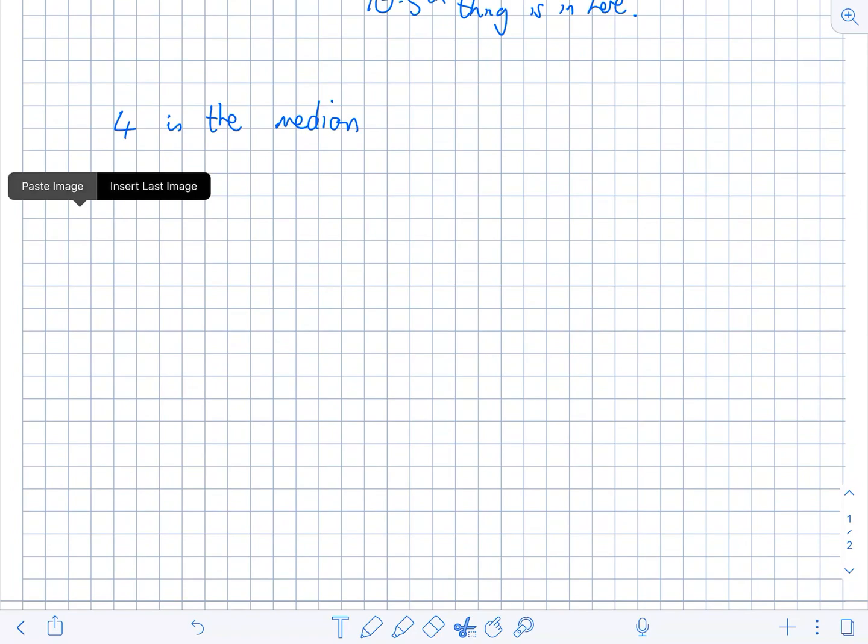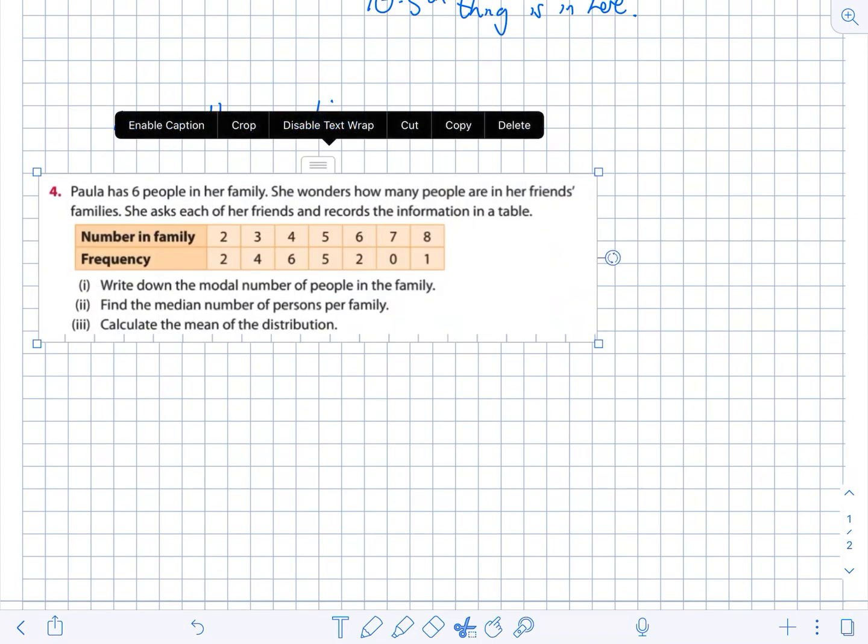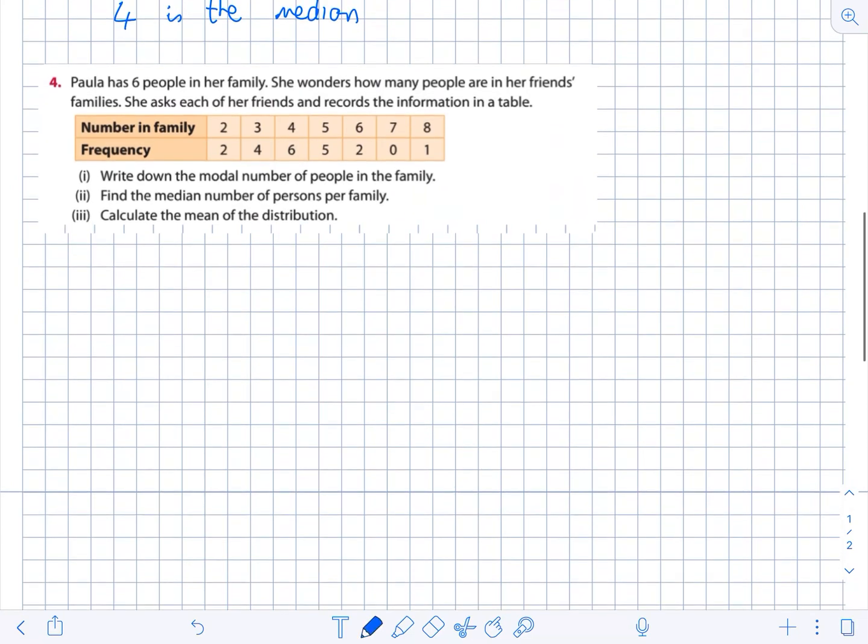Copy. Let's head down here and paste. Maybe make this a little bit bigger. Okay, and what do we do now? Paula has 6 people in her family. Okay, so we're looking for the mean of the distribution.